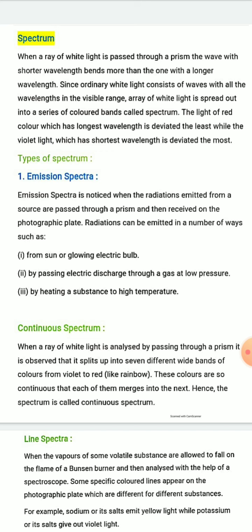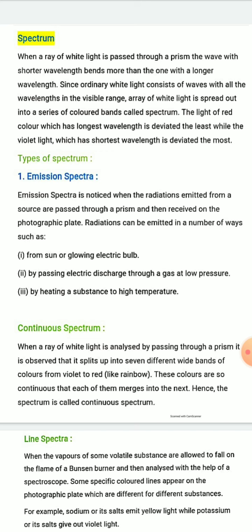What is spectrum? You have seen that when sunlight is passed through a prism, the seven colors of sunlight, that is white light, are separated or split to give a spectrum, which is called VIBGYOR. You have seen this. Okay, just remember. So, spectrum. What is spectrum?